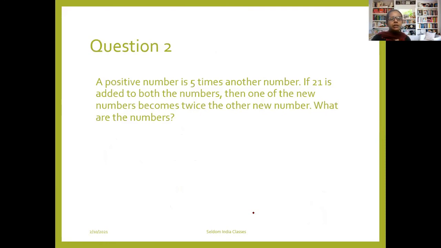Now moving to our next question: a positive number is 5 times another number. If 21 is added to both the numbers, then one of the new numbers becomes twice the other new number. What are the numbers? Let the first number be x. So the second number is equal to 5x.